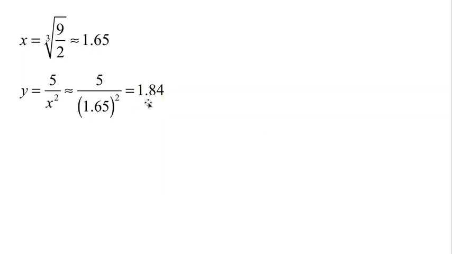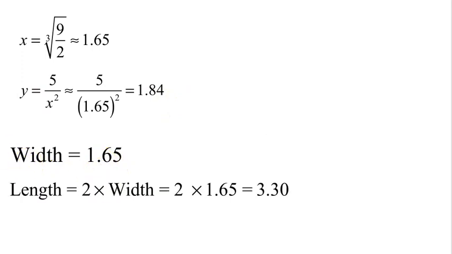So we have x, which was our width, if you remember. We have y. Y was our height. What was the length? The length was 2x. So 2 times the width, 2 times 1.65 is about 3.30. And then our height there is 1.84. But our question was, what was the minimum cost? So what was our cost function?